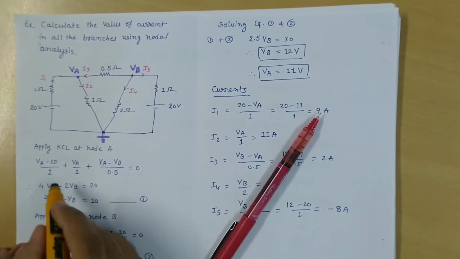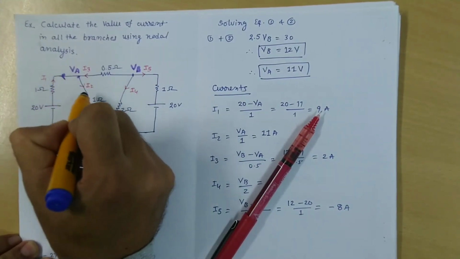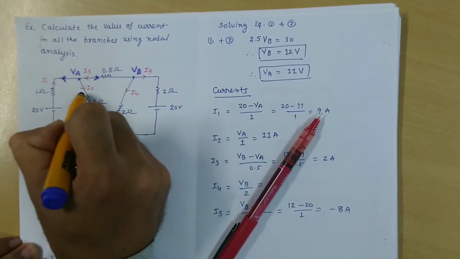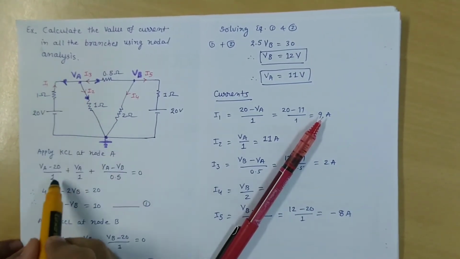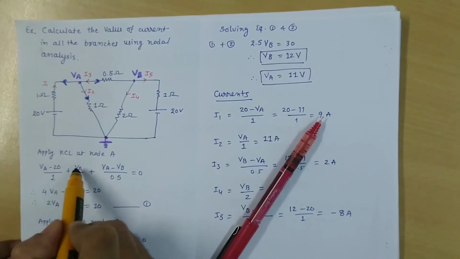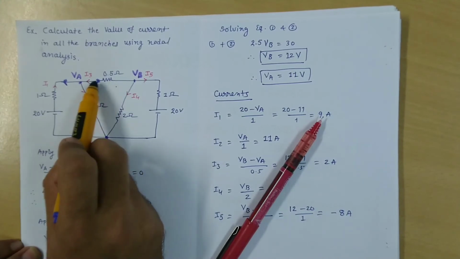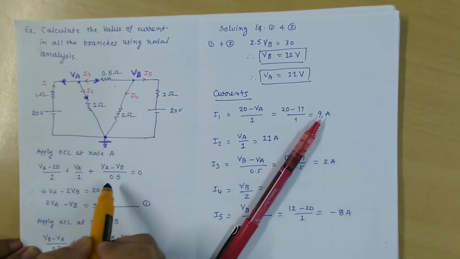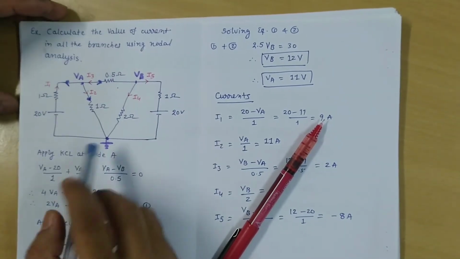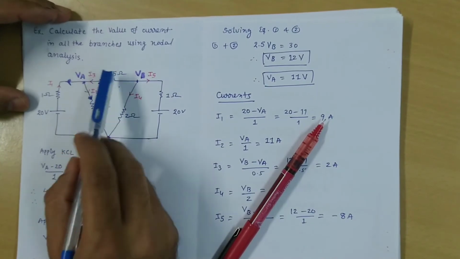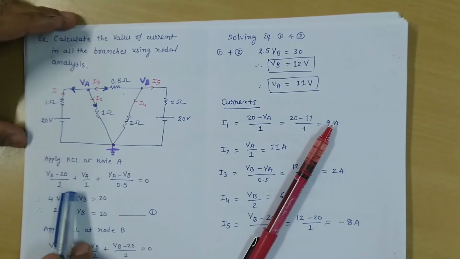The equation is written considering all the currents are flowing outwards. This current is flowing this direction, that's why VA minus 20 upon 1. This current is flowing this direction, that's why VA upon 1, and this current is flowing this direction, that's why VA minus VB upon 0.5. So in writing this equation we are assuming the node VA is at higher potential compared to other voltages or other nodes. That's why the equation is like this.